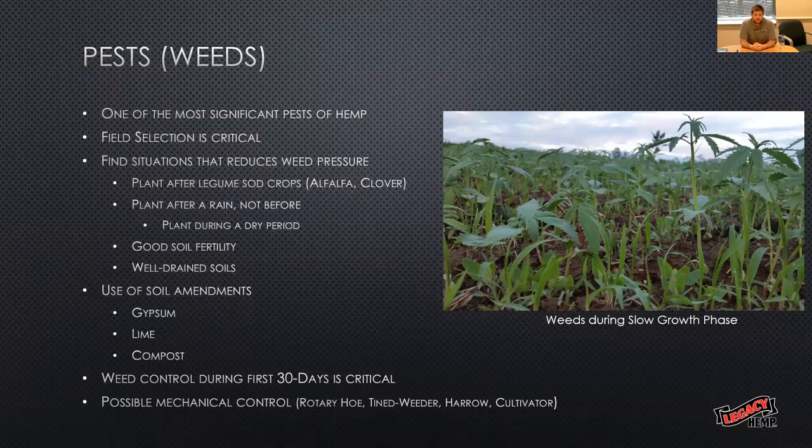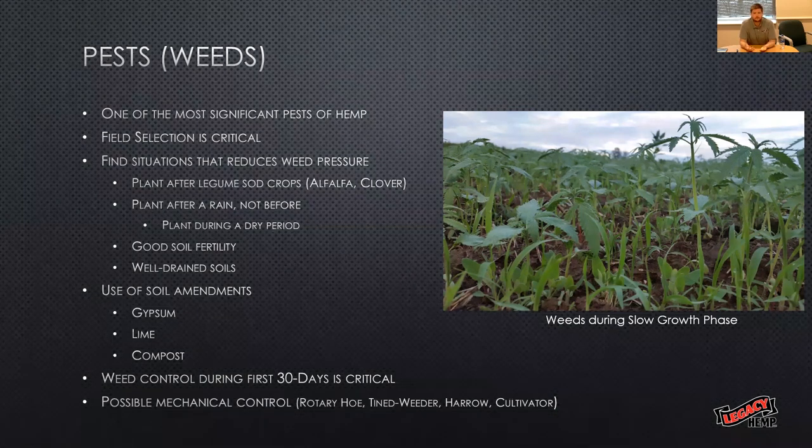Having fertile soils will help our hemp crop compete well with weeds, and simply having well-drained soils will also help this. There is a lot of talk, especially in the organic community, of the use of calcium, particularly gypsum or lime, to help reduce weed occurrence. This is kind of anecdotal, in the sense that we are flocculating our soils more and allowing better infiltration. Foxtail tends to be the biggest weed that is sometimes reduced by these methods.